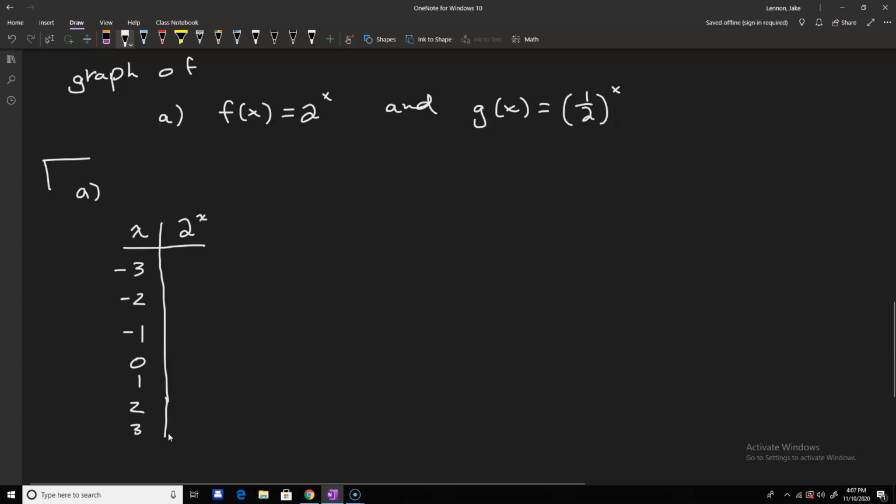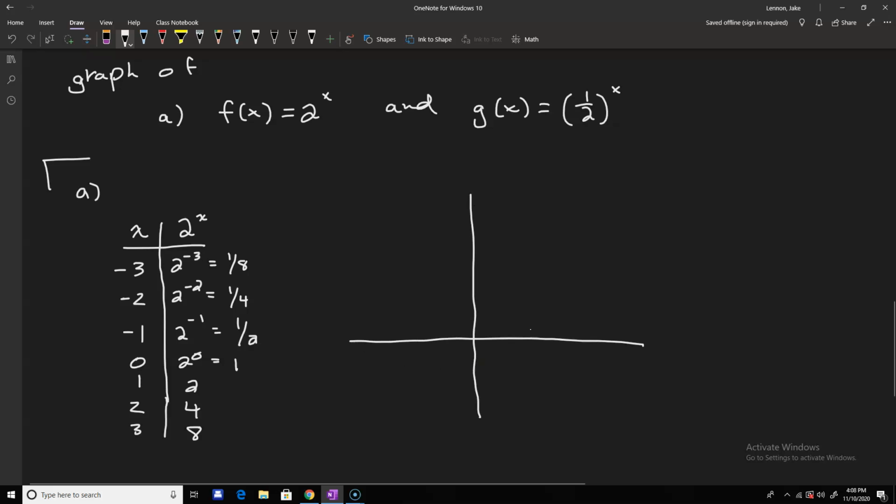So 7 values there. The first one, we would get 2 to the -3rd, which is 1/8, or 0.125 if you want a decimal. 2 to the -2nd, which is 1/4. 2 to the -1st, which is 1/2. 2 to the 0, which is 1. And then we just have 2, 4, and 8. So we have all of our values. Now we want to try and make our graph. I'm going to try and be as neat as possible, but that is the trouble with graphing by hand. You're never going to be as neat as the computer program.